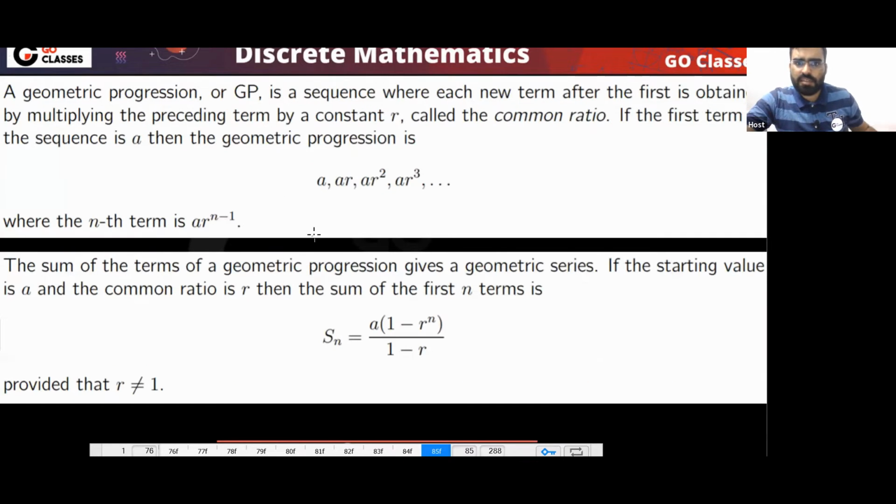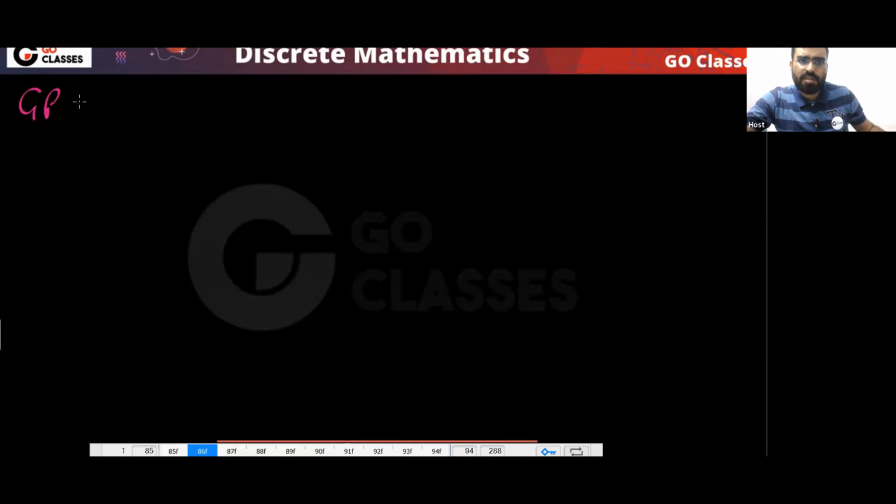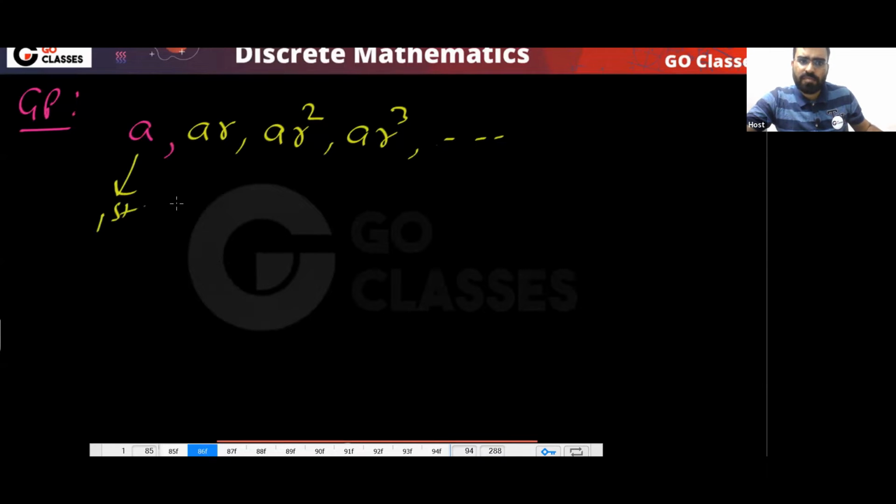You can also study GP. In this GP, we have a common ratio. In this geometric progression, we have a first term. Then there is a common ratio, like we multiply with R. Then we again multiply with R, and again multiply with R, and so on. So if this is your first term, this is your second term, this is your third term, then what is the nth term?